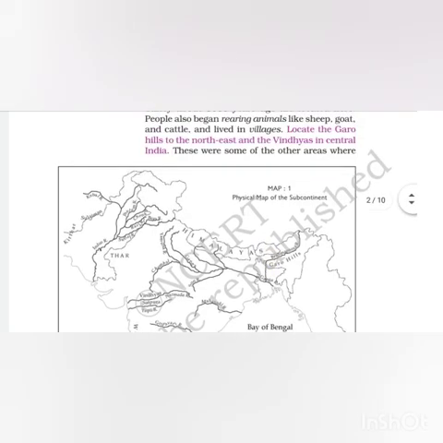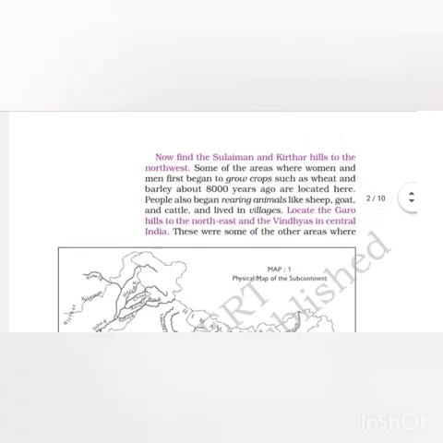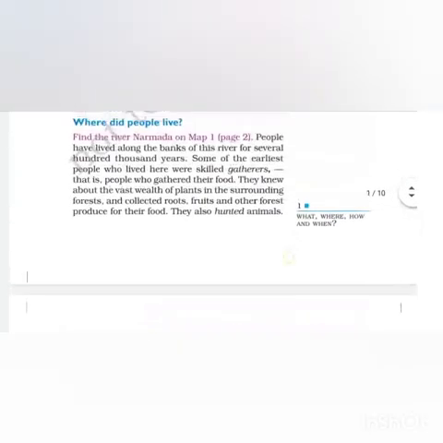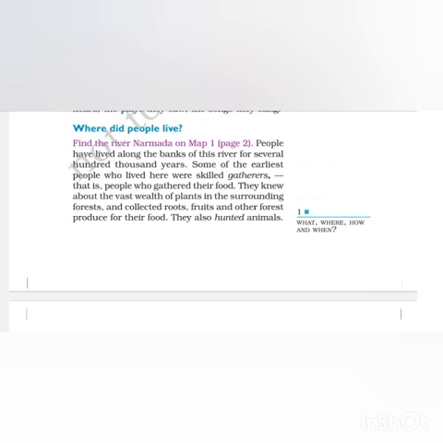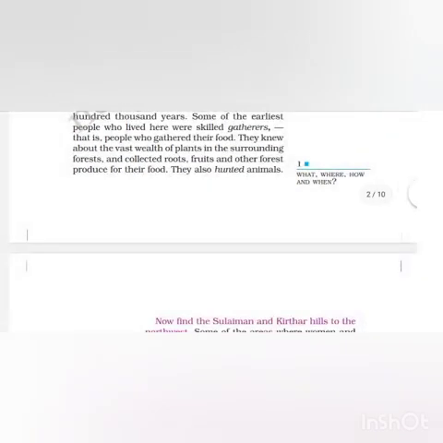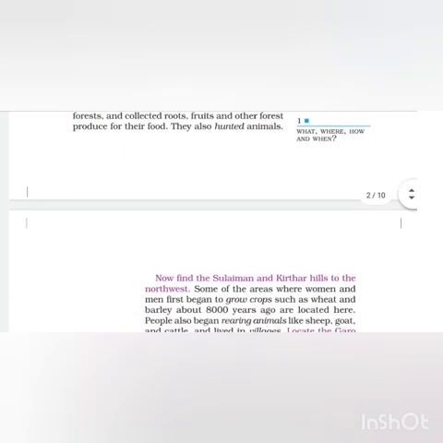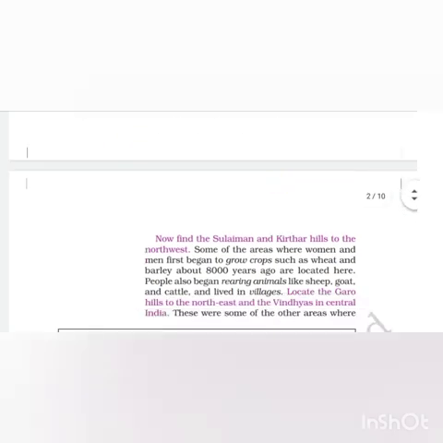So why did they prefer to live on the bank of the river? It was because water is one of the essential needs of human survival. So they preferred to live on the bank of the river Narmada. Some of them were hunters, and some were gatherers who collected fruits, roots, and other edible things from the forest to eat. And they hunted animals.